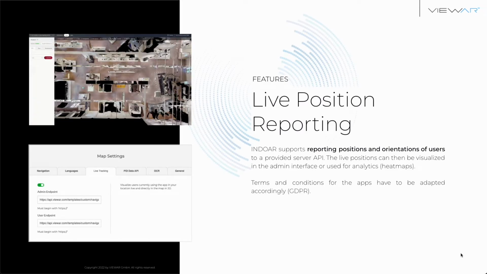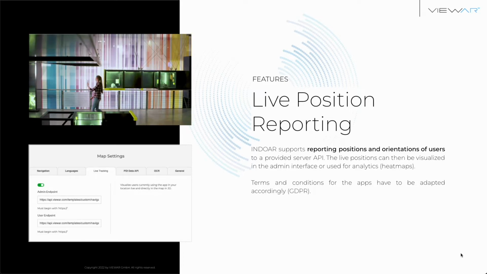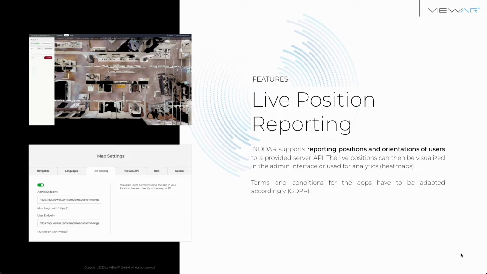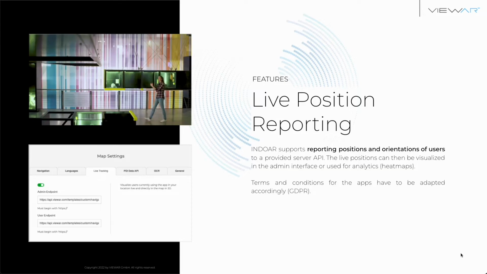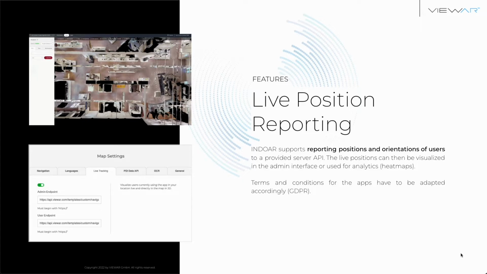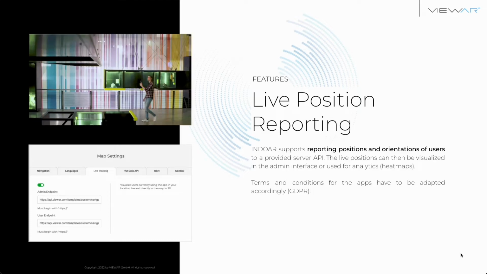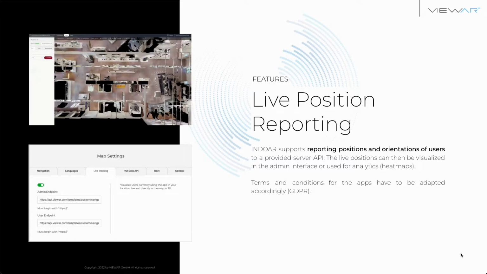Live position reporting lets you log and visualize positions of users while they're on site. So you define an admin endpoint for retrieving the positions, and a user endpoint to where the user app will send the data. Obviously, you'll have to comply with GDPR and other data saving restrictions if you're using this feature for users.